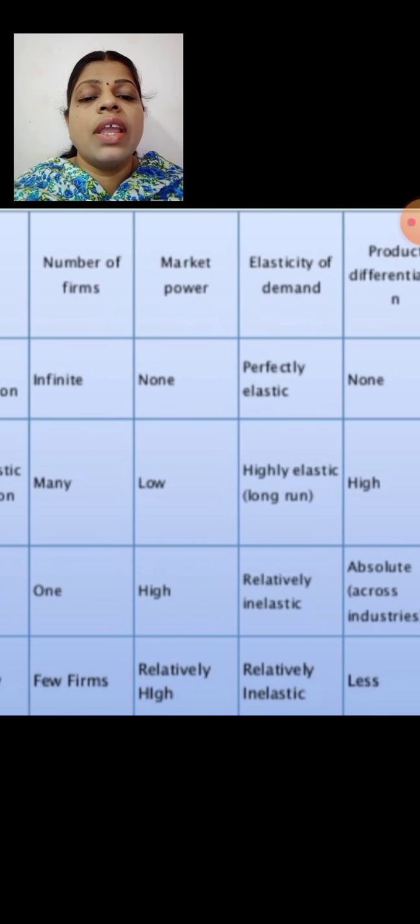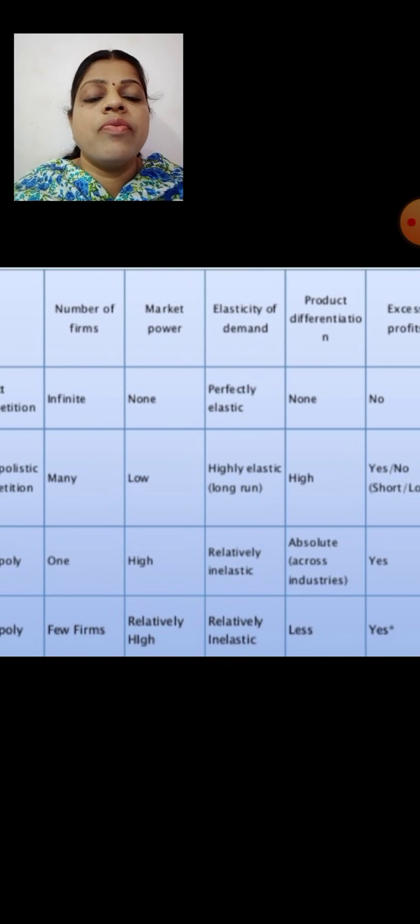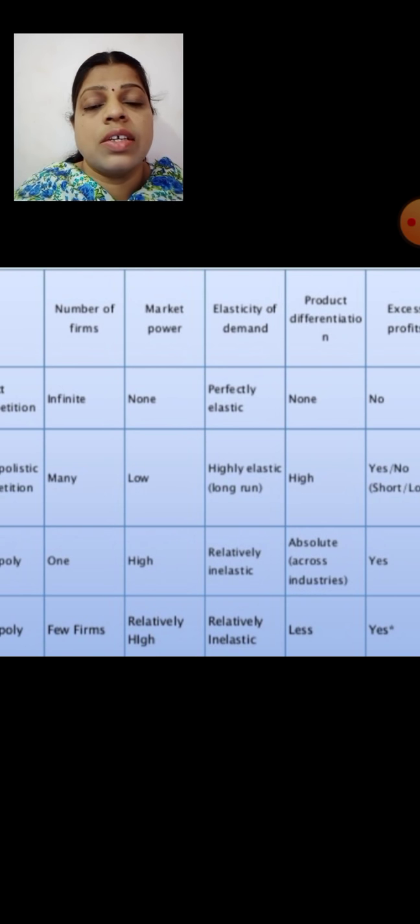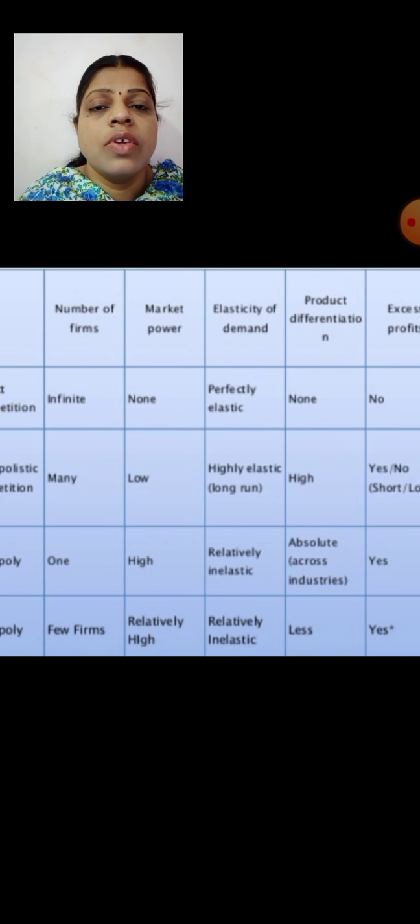Then what about the elasticity of the demand? The elasticity of the demand in the perfectly competitive market is, what is that? The demand curve is perfectly elastic. The demand curve is perfectly elastic means there will be a change in the demand according to the prices. So that is perfectly elastic. Then the demand curve, the complete changes can be there in the perfect competitive market.